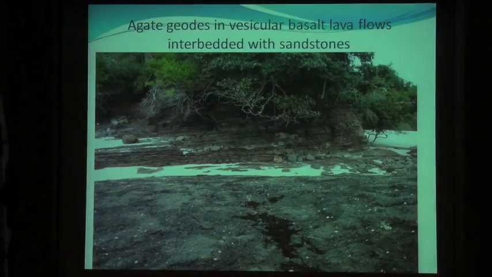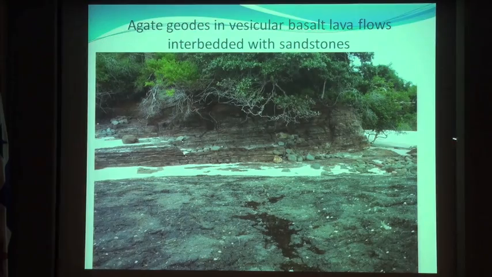What we actually see on the islands, this is on the point at the beach, are an interbedded sequence of basalt lavas and well-bedded sediments, fine sandstones. And these white spots that you see in the lavas are geodes or nodules of agate, which was the raw material that was used at this site.